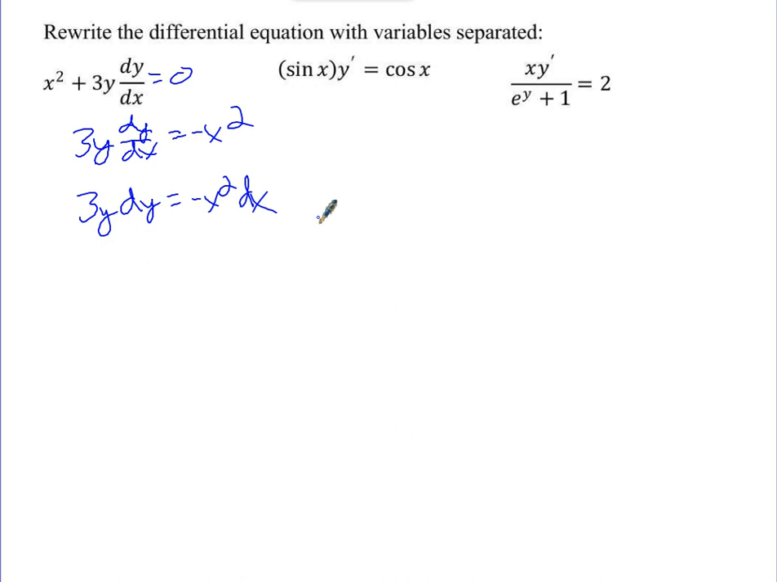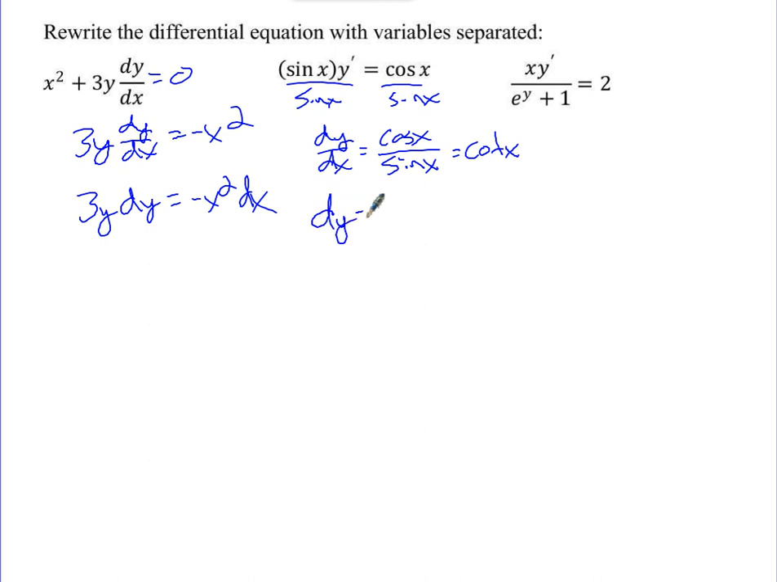How about that second one? If you divide both sides by sine x, then you're left with y prime on the left. What is y prime? So we have dy over dx equals cosine x over sine x. Okay, good. Cotangent x. So then one last thing to do: dy equals cotangent x dx. And again, that's your answer.